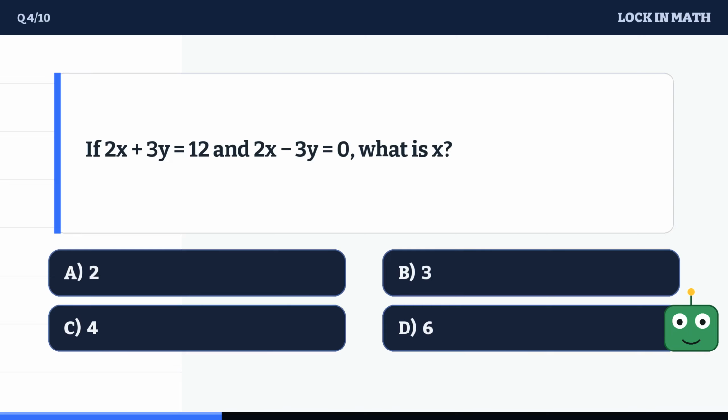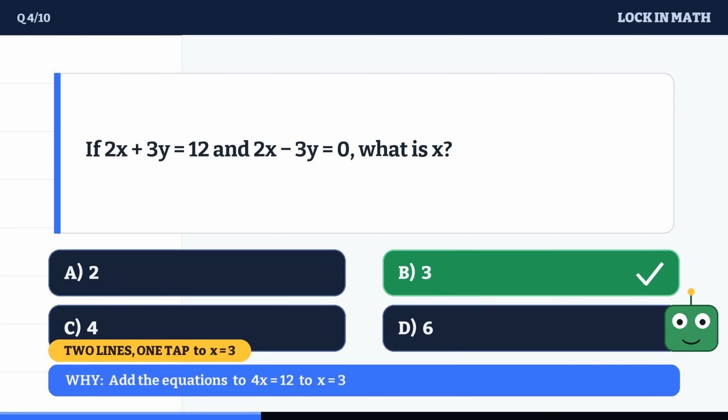If 2x plus 3y equals 12 and 2x minus 3y equals 0, what is x? Three. Add the two equations. The y terms cancel. So 4x equals 12, x is 3. Elimination shines when the coefficients already line up like this. Or tap the intersection in Desmos.